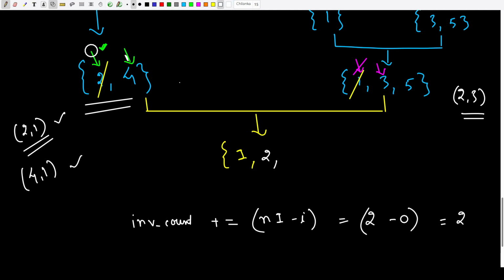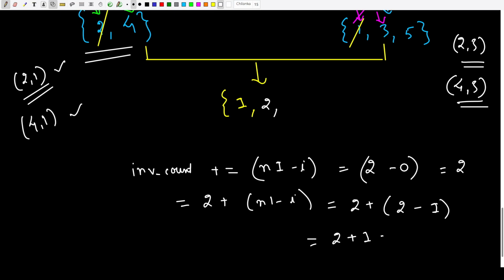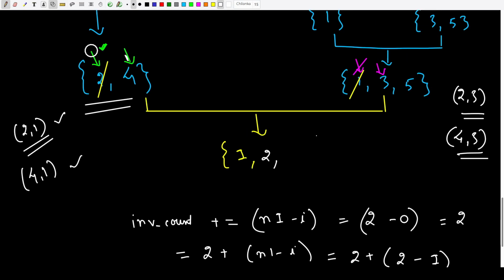Now we are comparing 4, 3. Now as we can see, this is not in sorted order, because of which this forms an inversion pair. Since this forms an inversion pair, the inversion count will be updated by inversion count so far, which is equal to 2, plus n1 minus I. So this becomes 2 plus n1 is equal to 2, and I is at the first index, which is 1. So this becomes 2 plus 1, which is equal to 3. And in this way the inversion count becomes equal to 3, and 3 will come at this position, 3 will be struck off and the right pointer will move to the next position.